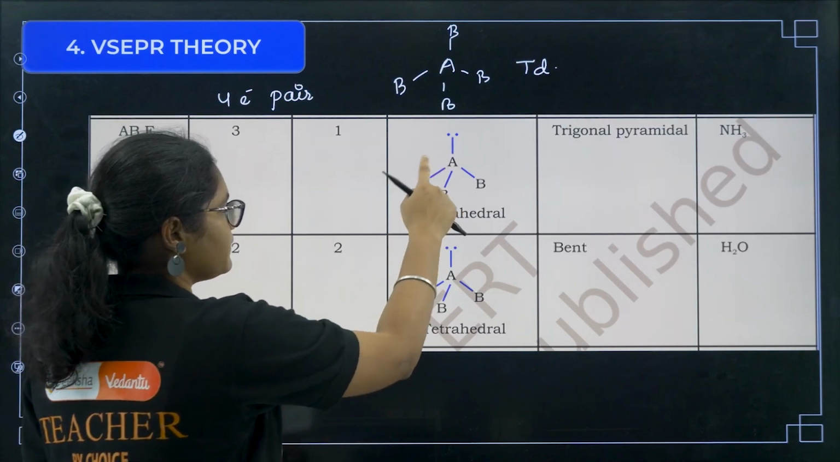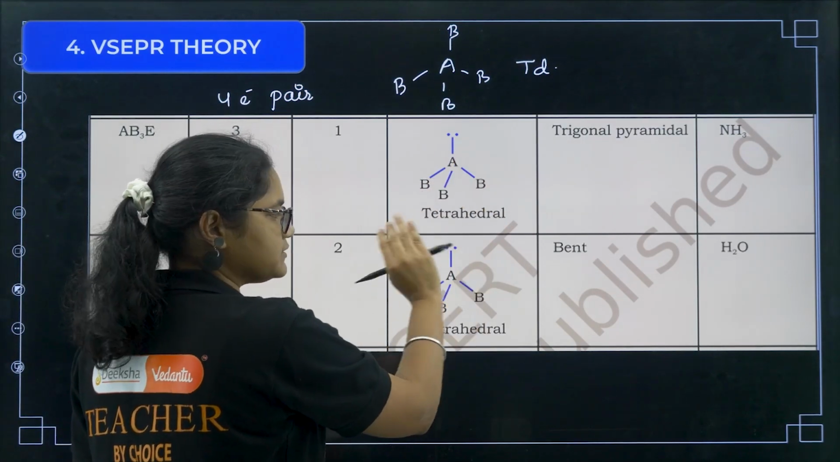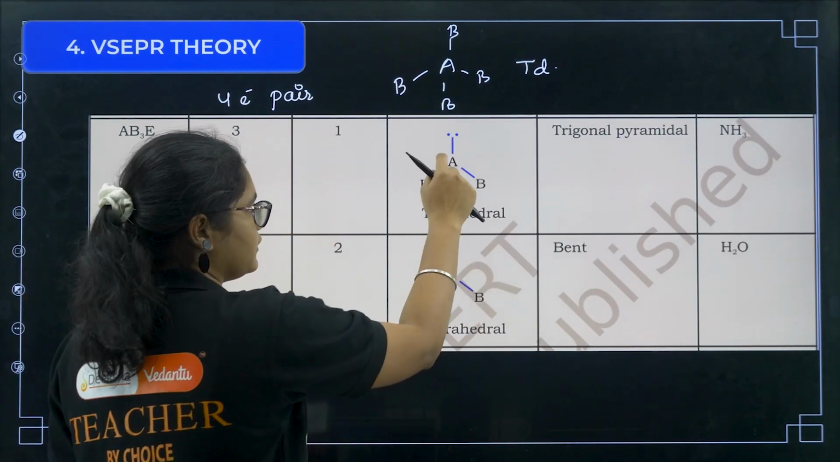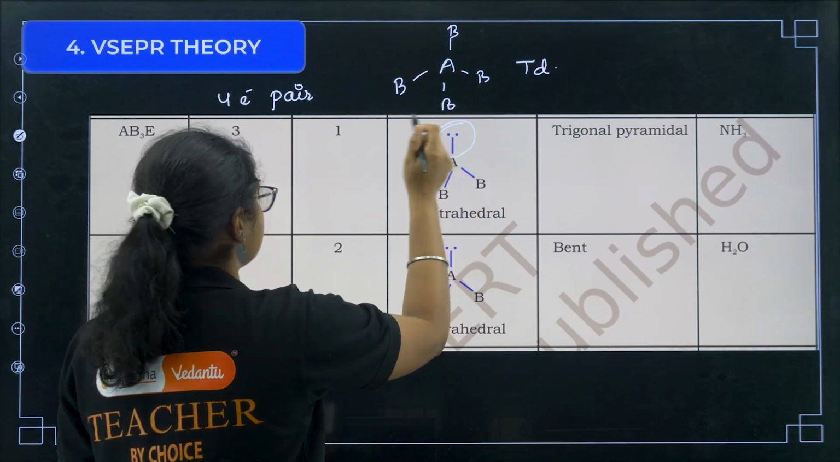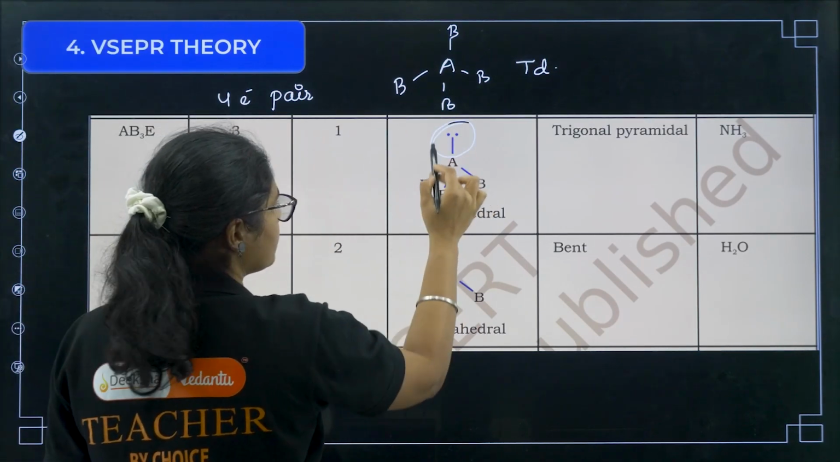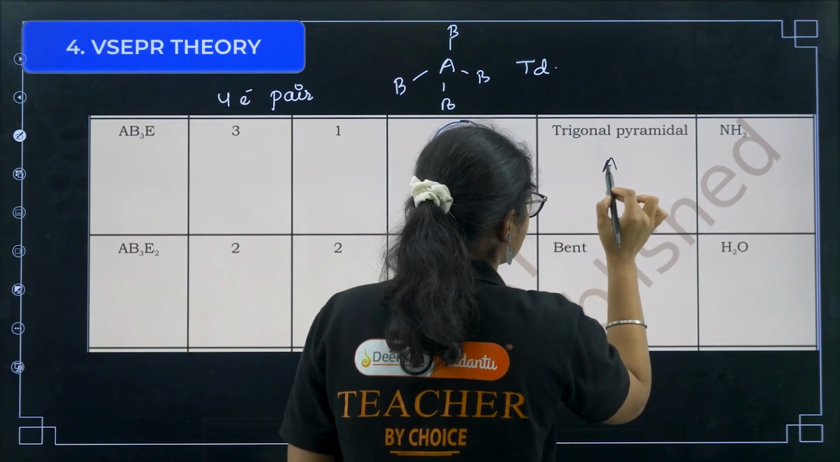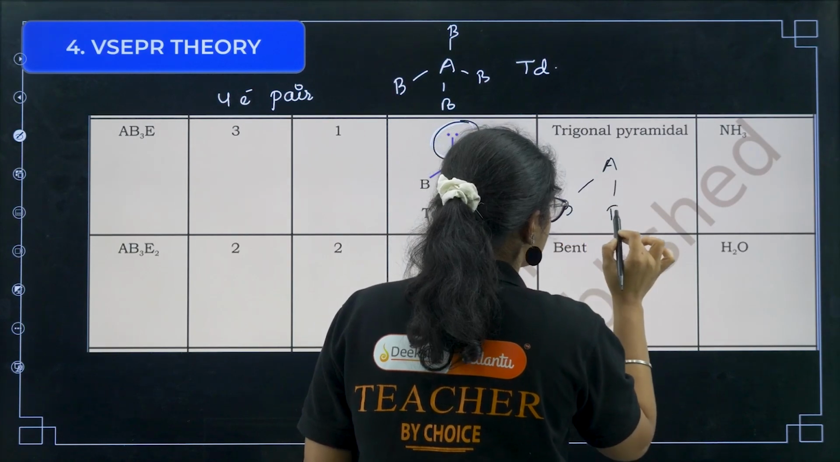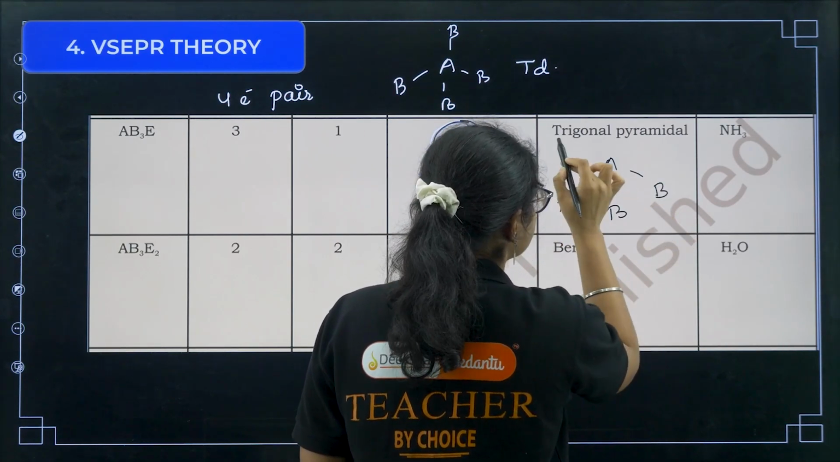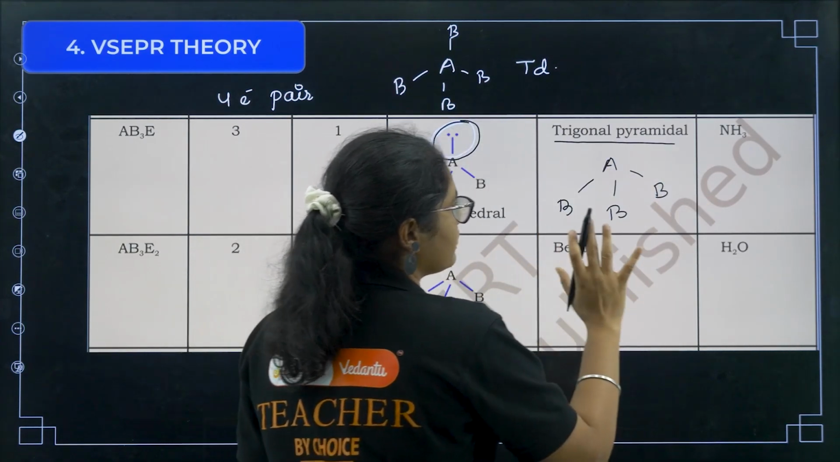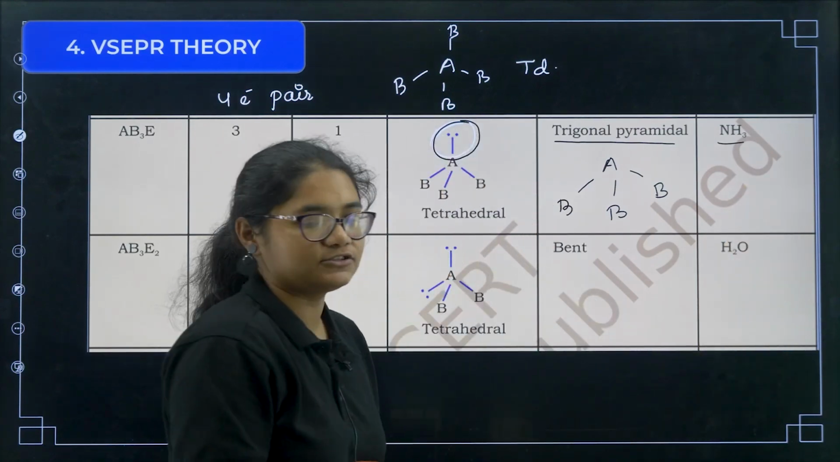If it is 3 bond pairs and 1 lone pair, the electron geometry is still tetrahedral, but for shape you need to ignore the lone pair. So how will it look? It is just like this, and this one is called trigonal pyramidal. Trigonal pyramidal example is NH3.